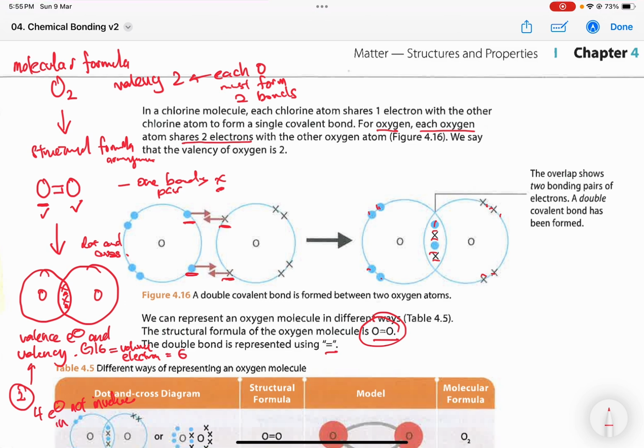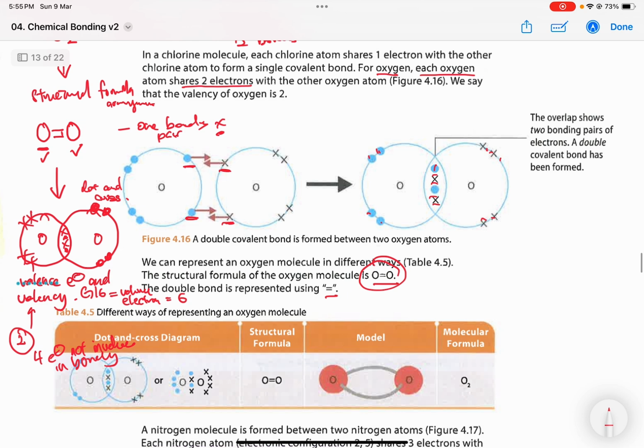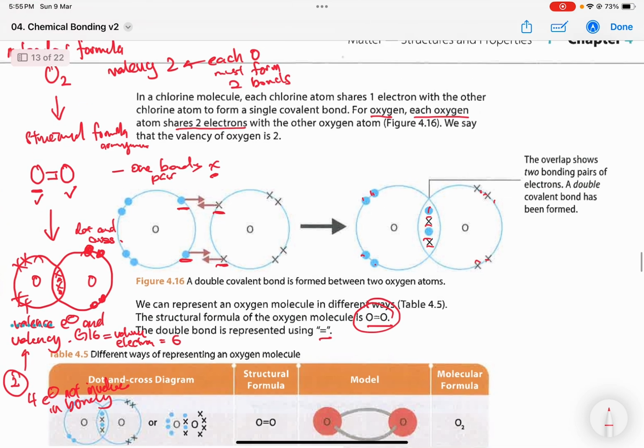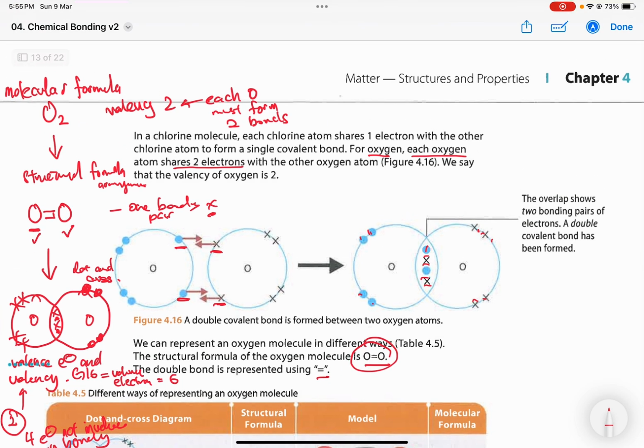So therefore, I'm going to draw 4 electrons on the left side not involved in bonding. And because it's dot and cross, if it is cross on the left side, on the right side I'm going to draw dots. So another 4 electrons not involved in bonding. So this is the dot and cross diagram for oxygen. You can see here how I go from molecular formula to structural formula, and then from the structural formula convert to the dot and cross diagram.